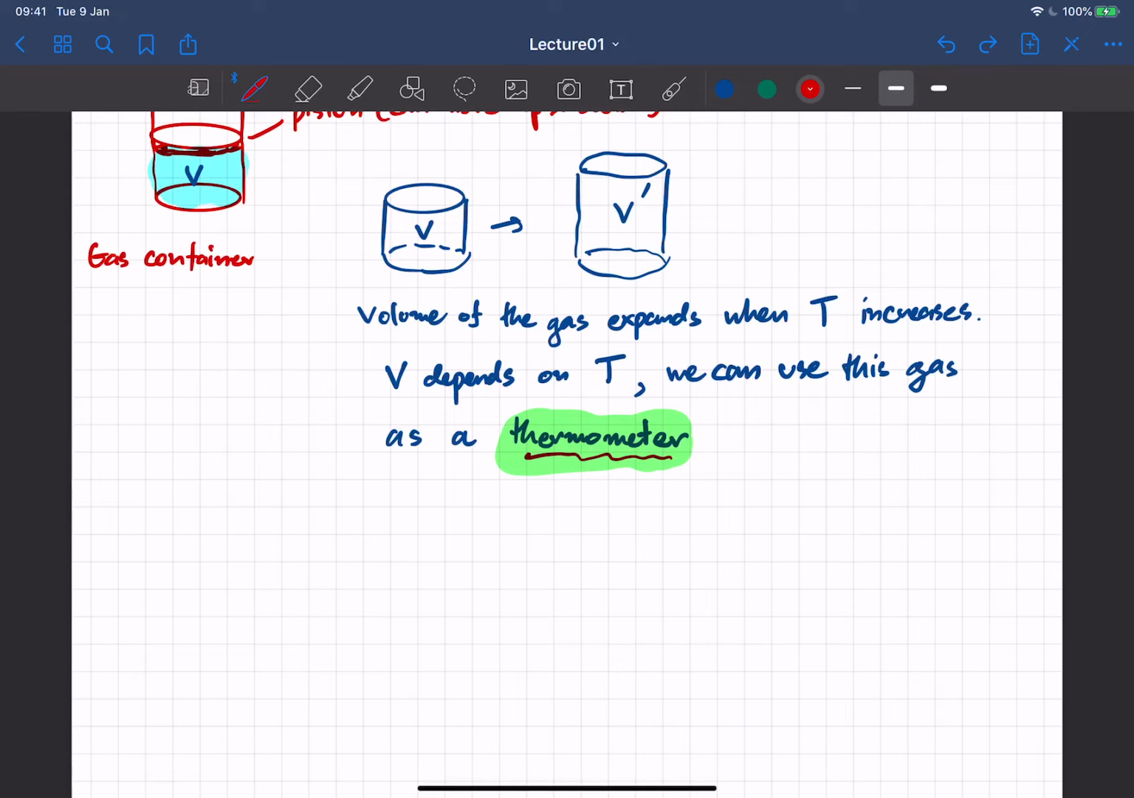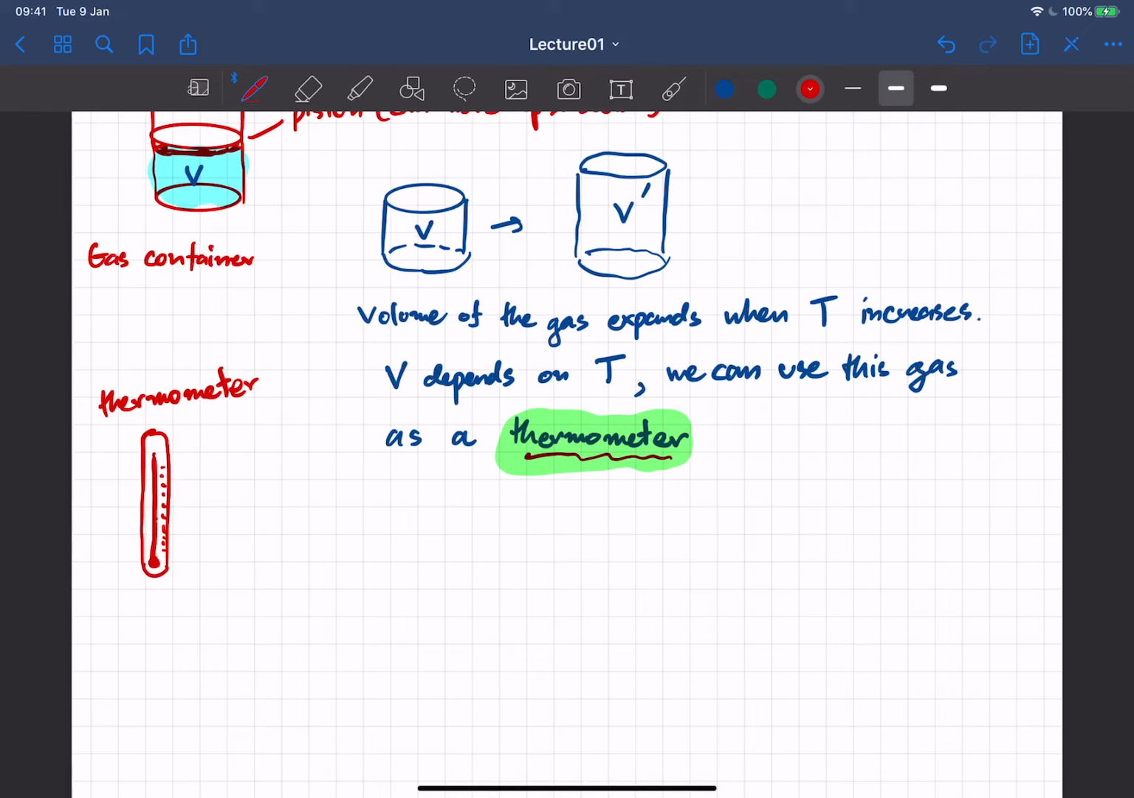So with very good engineering, you can make it look like this. Very familiar to everyone, right? And then you have a scale, right? So you can have a generic thermometer where the thing that expands might not be the gas. It might be some other liquid, but the principle is the same. It's something that changes when the temperature changes.